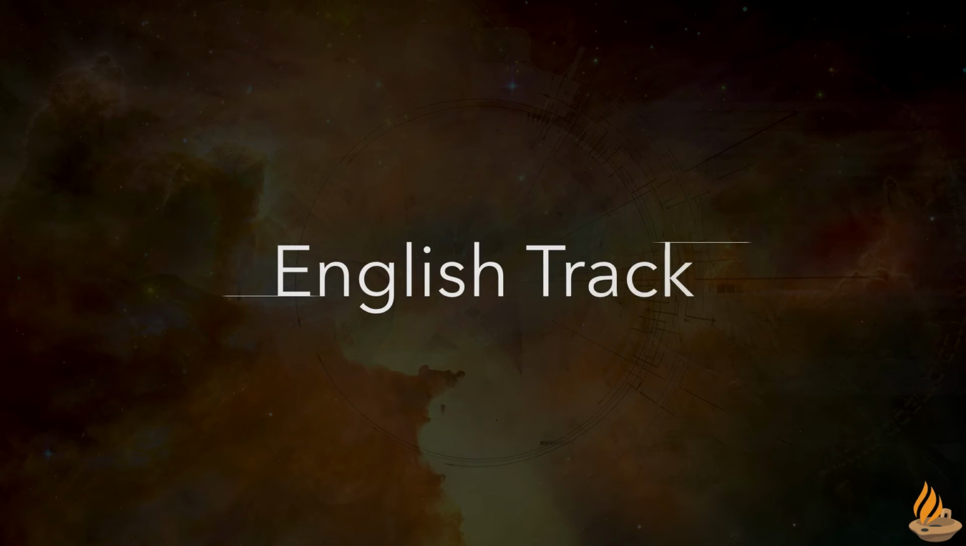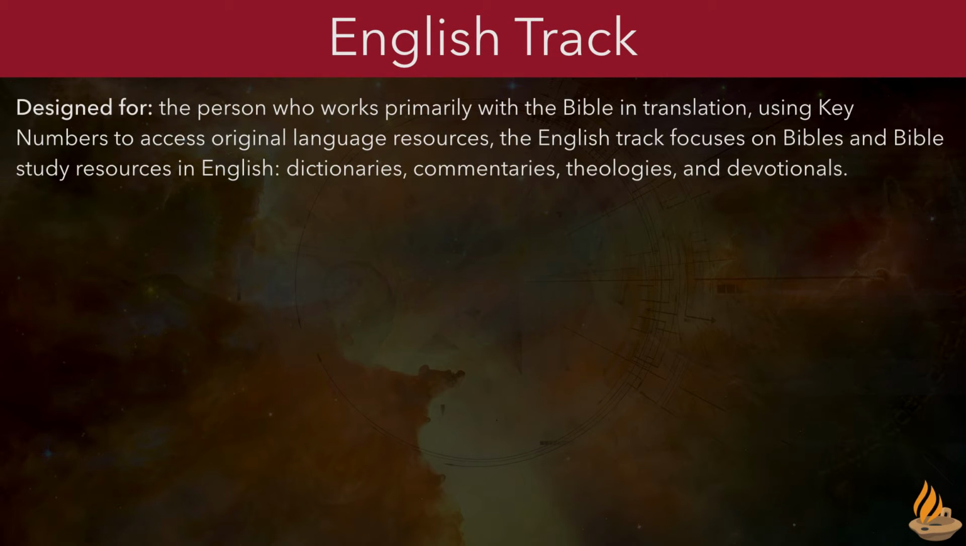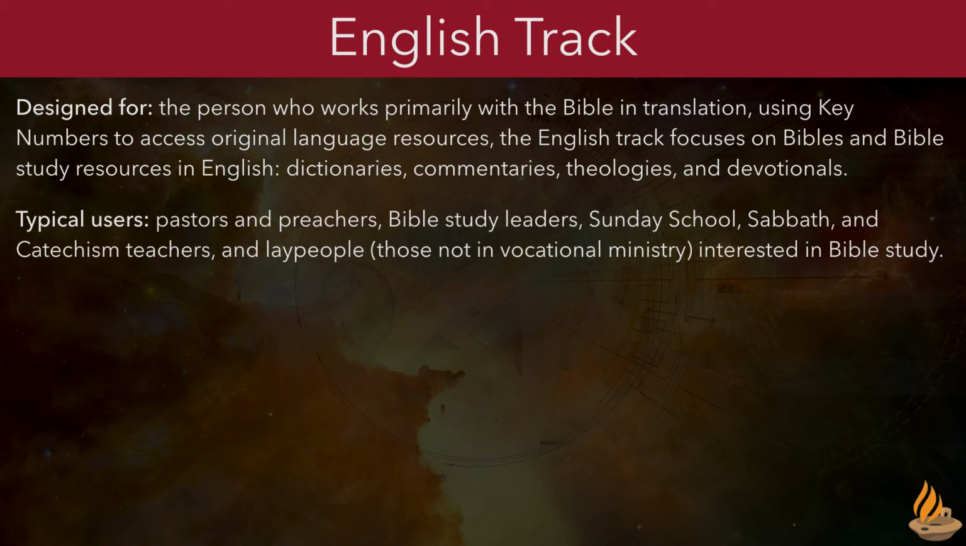The English track. The English track is designed for the person who works primarily with the Bible in translation. Using key numbers to access the original language resources, the English track focuses on Bibles and Bible study resources in English, dictionaries, commentaries, theologies, and devotionals. Its typical users are pastors and preachers, Bible study leaders, Sunday school, Sabbath, and catechism teachers, and lay people, those not in vocational ministry interested in Bible study.